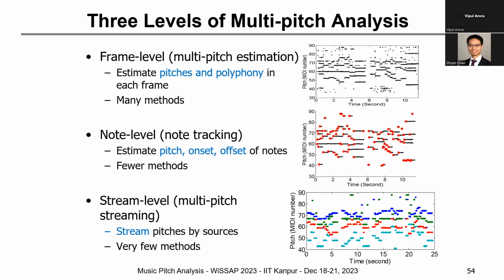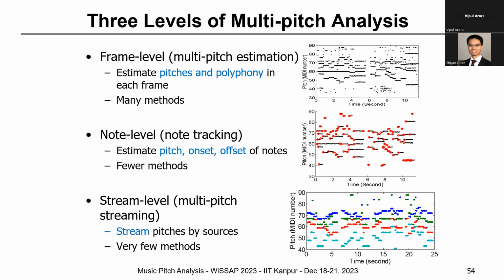There are many methods to do that. The second level is to also estimate the onset and offset of a note in addition to the pitch. In this case, we have to string the pitch estimates across frames into notes. So we start to form some kind of structure. This is called note-level transcription or note tracking.